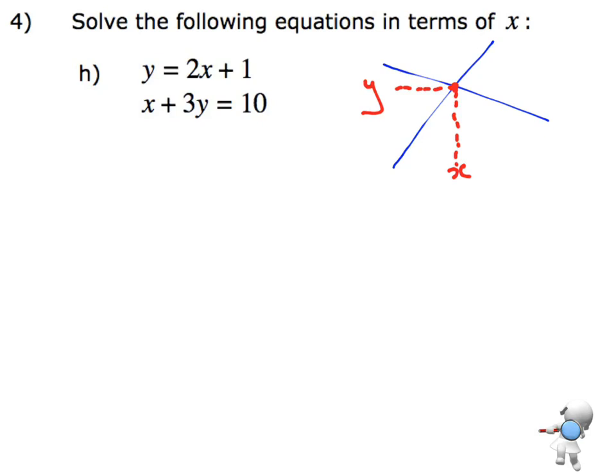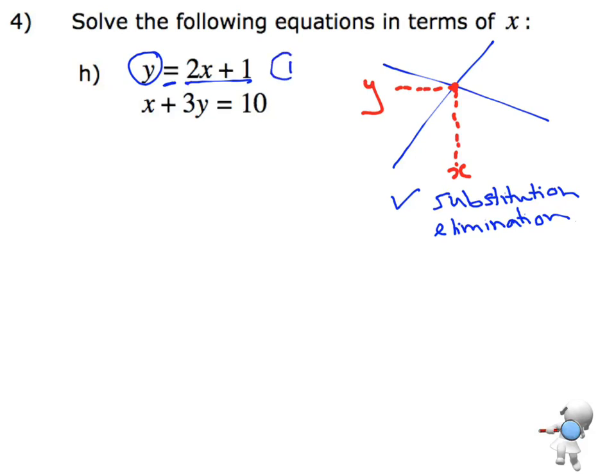There are two methods that we can use. We can either use substitution or we can use elimination. For this particular example, I'm going to choose to use the substitution method, and the reason for that is one of my equations is already in the form variable equals stuff. When it's in that form, that makes it easy for me to do a substitution. So I'm going to call this equation 1 and this one equation 2.